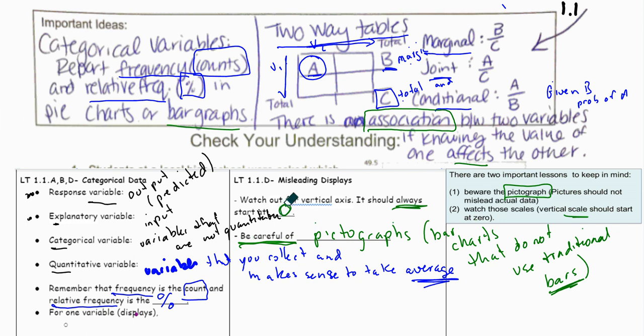Okay. All right. Well, here are some notes from our 1.1 lesson on the introduction to exploring data. I hope this helps you out, and I'm going to go through some particular understandings in just a little bit.